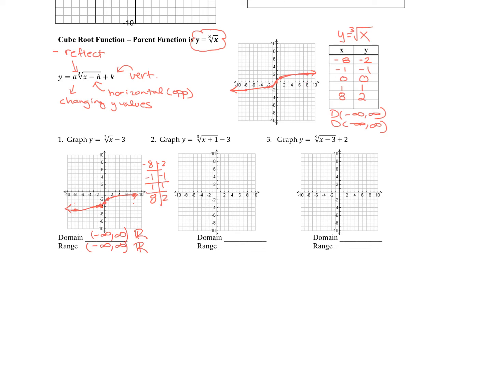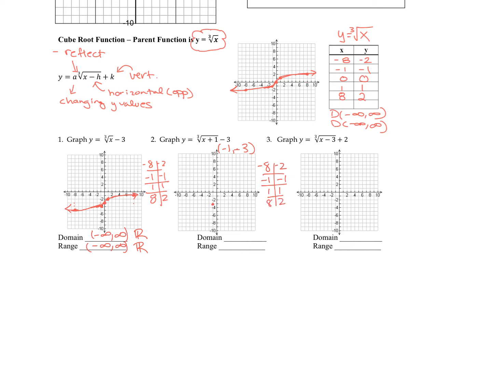So what happens when I also have a horizontal shift? So remember to think the opposite. So this is going to shift -1, -3. So I'm going to shift down 3, but I'm also going to shift left 1. And then I'm going to do my same 4 points. -8, -2 from my starting point, -1, -1, 1, 1, and 8, 2.